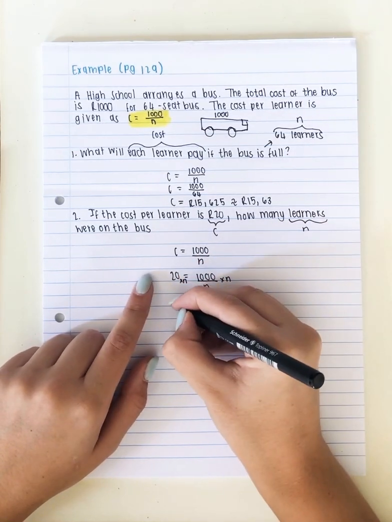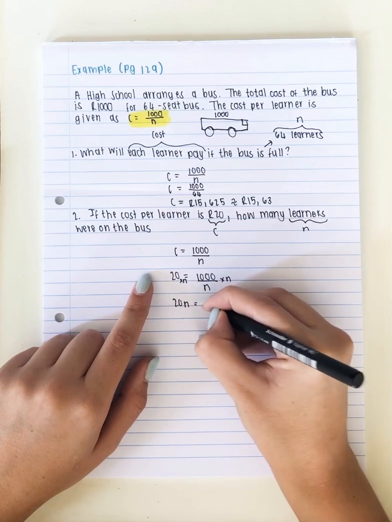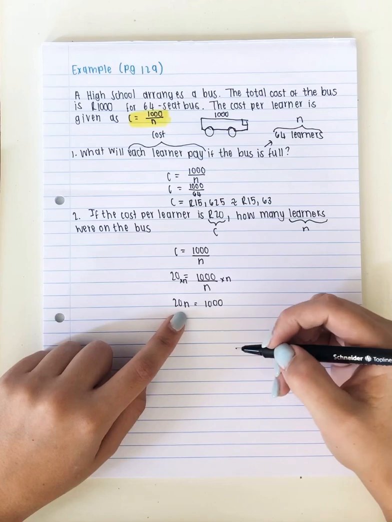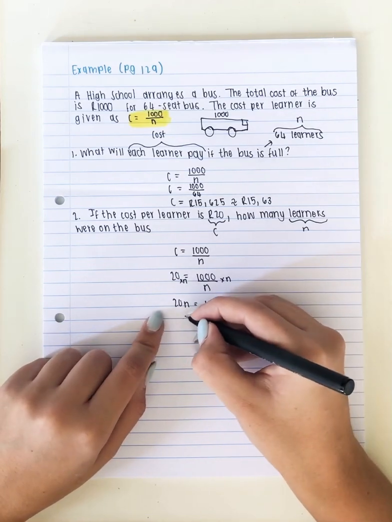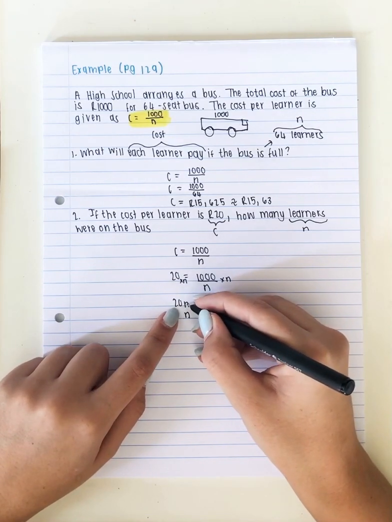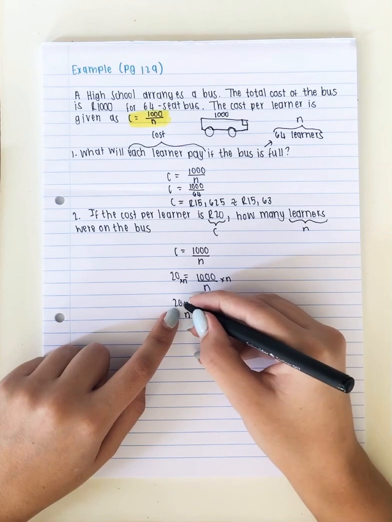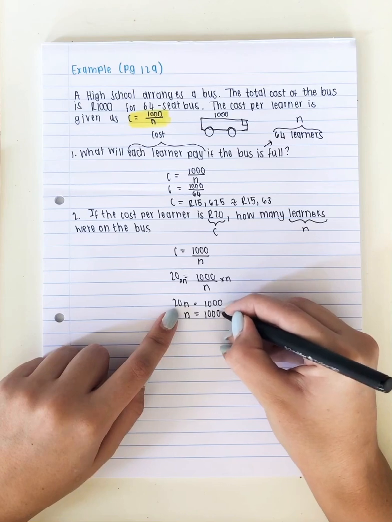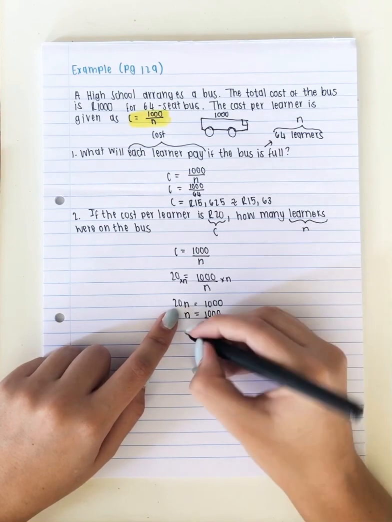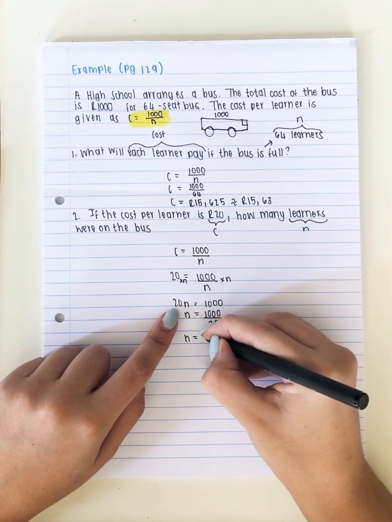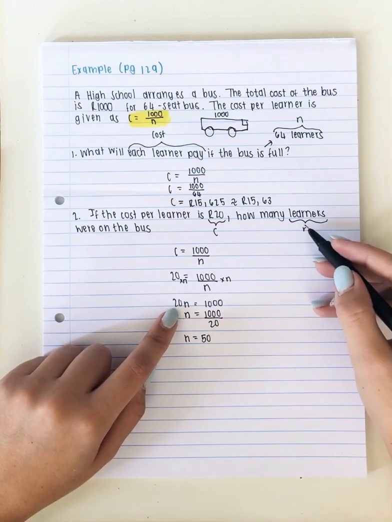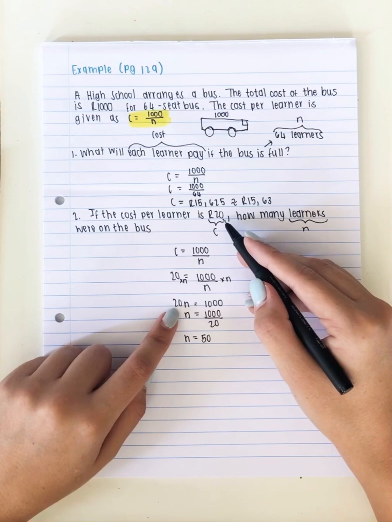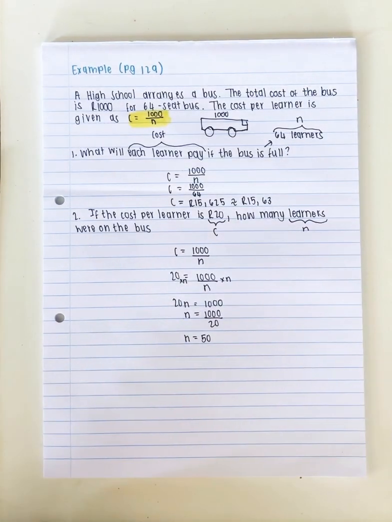Okay, so this gives me 20N is equal to 1,000. Okay, so I've basically taken N to that side. Alright, then I take 20 times N. So what do I need to do to get rid of the 20? I have to divide by 20. So it will be 1,000 divided by 20. So N will be 50. So I know that 50 learners need to be on the bus for it to be 20 Rand per person. Okay, if that makes sense.